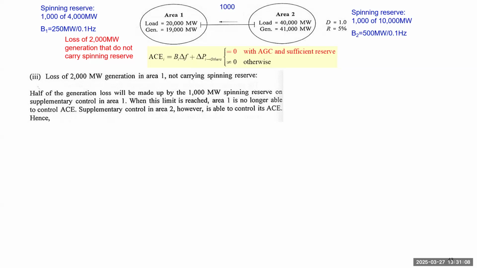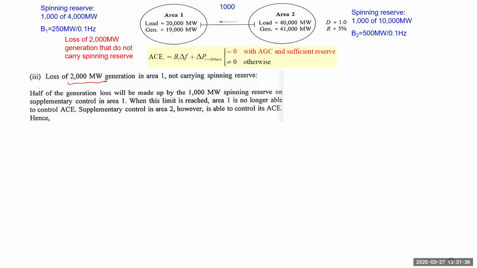Question 3. So now we lose 2,000 megawatt generation in area 1, and those generators are not carrying any spinning reserve. So this is easier. We don't have to estimate how much spinning reserve is left. It's simply just 1,000. But the question will be that 1,000 megawatt spinning reserve in area 1 is not enough to make up this 2,000 megawatt generation.